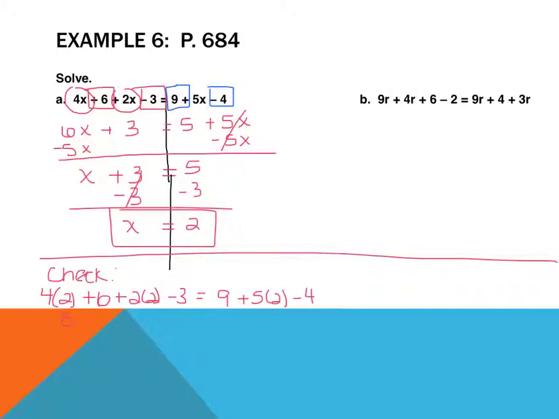4 times 2 is 8 plus 6 plus 2 times 2 is 4 minus 3. So 8 plus 6 is 14 plus 4 is 18, and 18 minus 3 is 15. And this is 9 plus 5 times 2 is 10. Then 9 plus 10 is 19, and 19 minus 4 is 15.